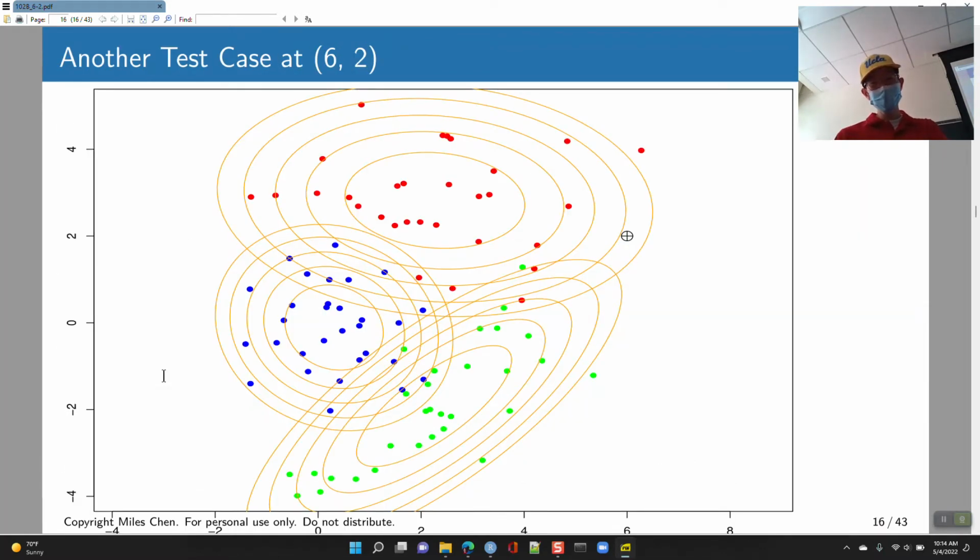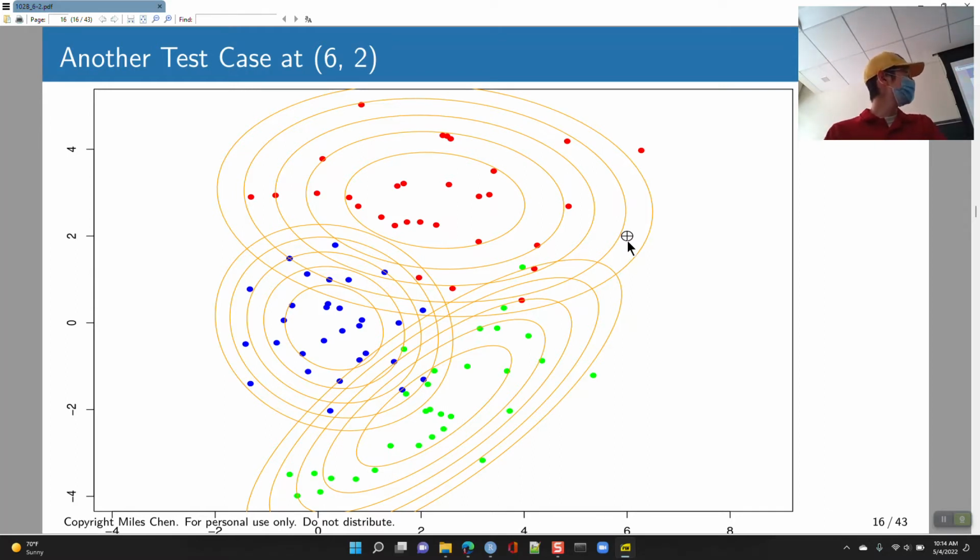Okay, here's another test case. What if our test case is here? So what do you guys think? Is it more likely to be red or green? It's kind of like we're not sure. All right, let's see what it says, okay?